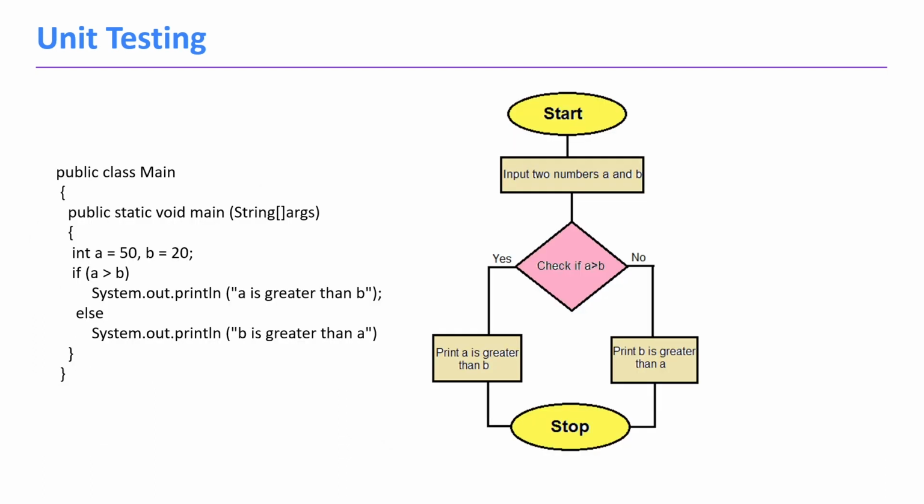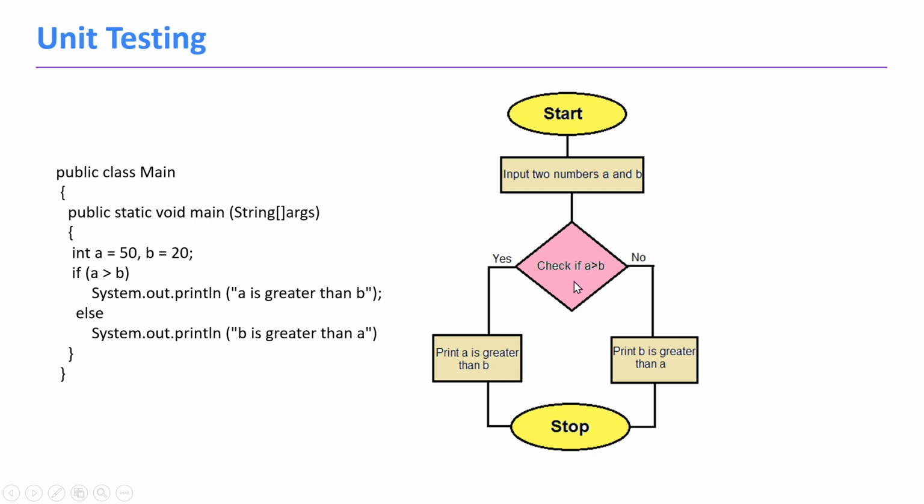Here I have taken one example which is written in Java, which is to print the greater number out of given two numbers. And the same program I have converted into a flowchart, so you can understand better. The program will start from here. It will take two inputs, then it will check the condition which number is greater. Based on the condition, it will print either A is greater or B is greater.